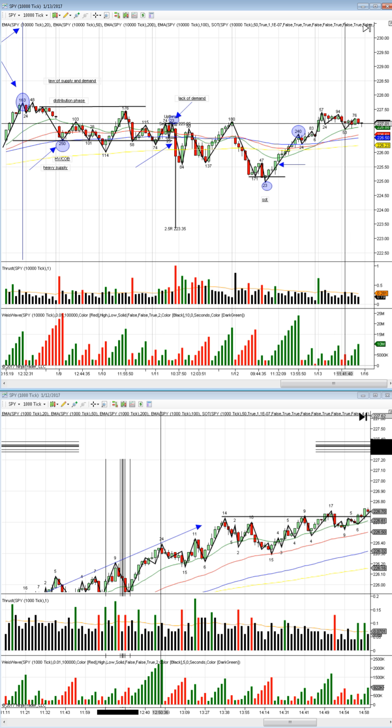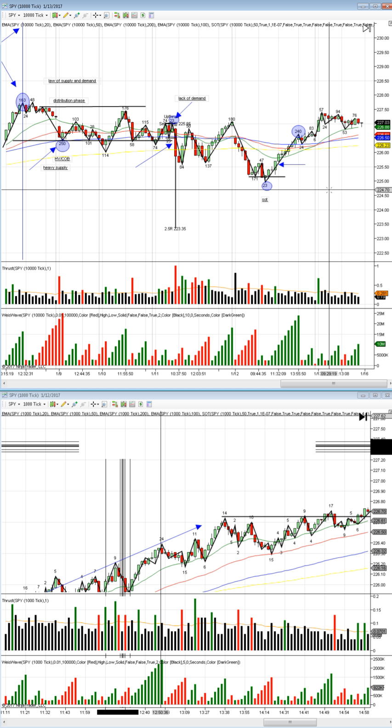Now, will it continue up? I can't predict that. Nobody can, because just like this couldn't go down because of a shortening of the thrust, you could have the same thing happen here. So this is what's really going on.